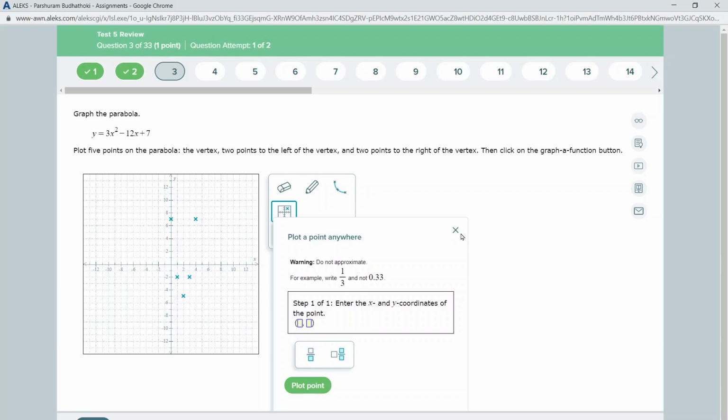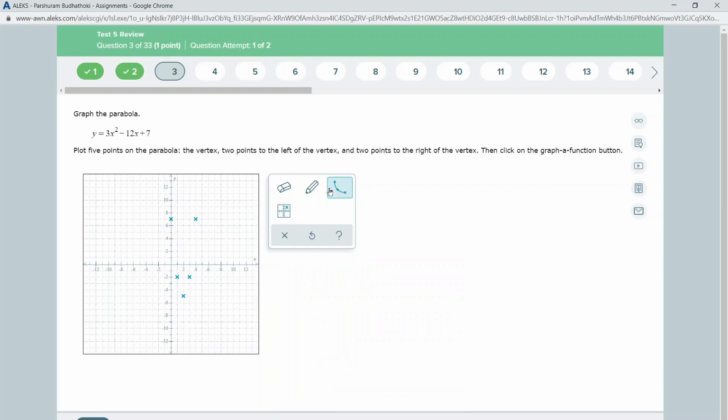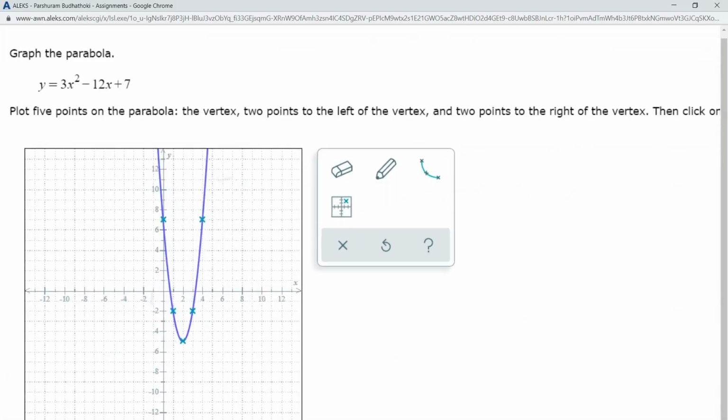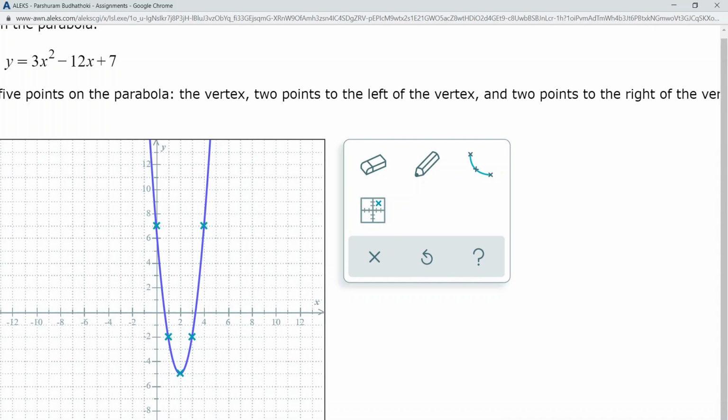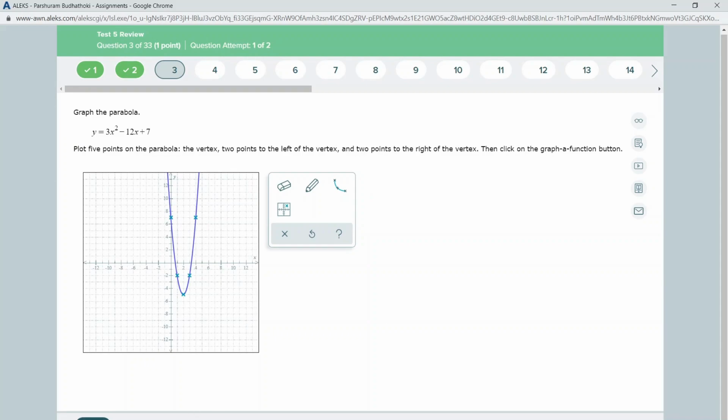So after that, if you just use this graphing tool, it will connect the points. As you can see, this parabola has an axis of symmetry. The axis of symmetry means it has a mirror image. So that's the reason this point and this point have the same y coordinate. This point and this point, they have the same y coordinate. That's what I was talking about.